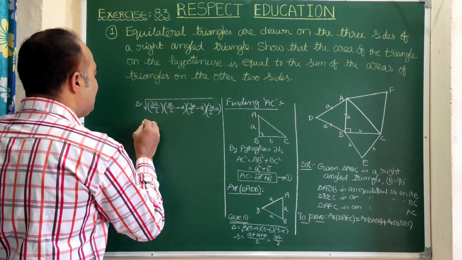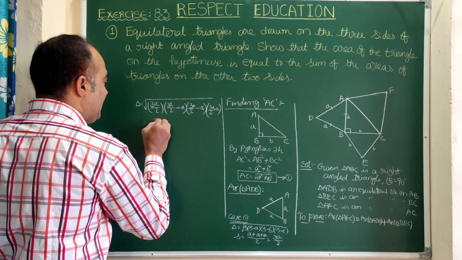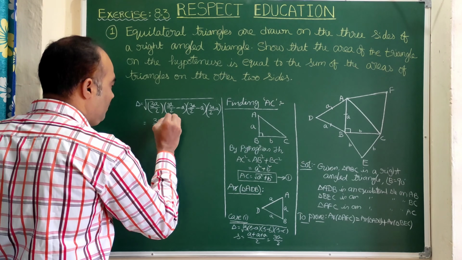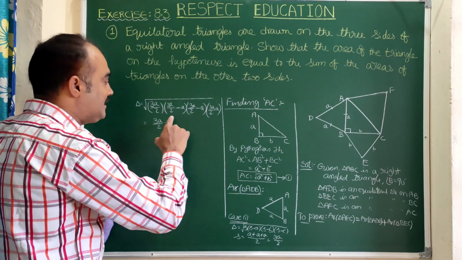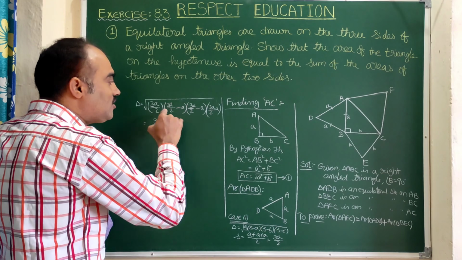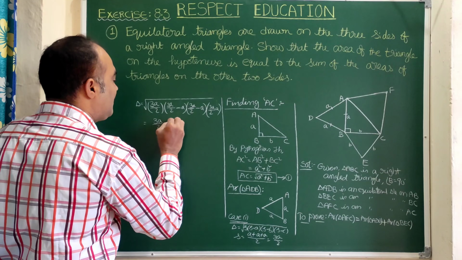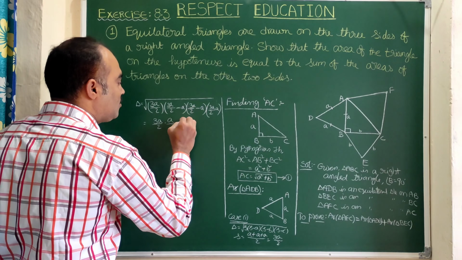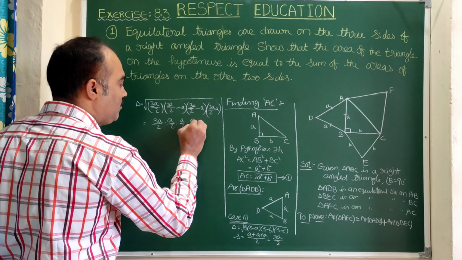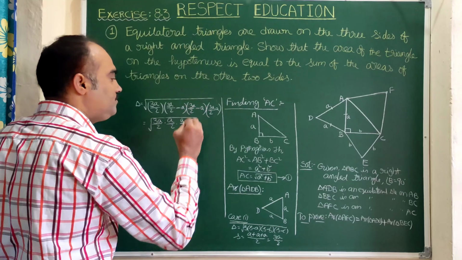On simplifying this we get 3A by 2 into, when you take LCM, 3A minus 2A is A, so here you will get A by 2, similarly here also A by 2, here also A by 2. Let us take under root.